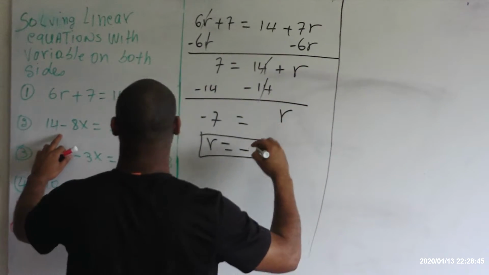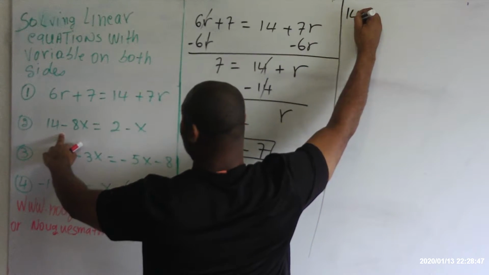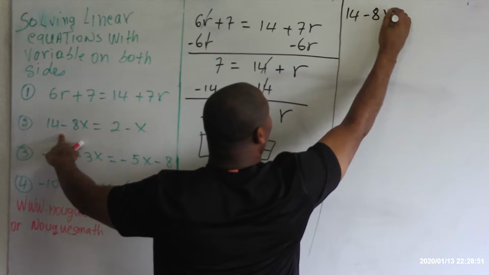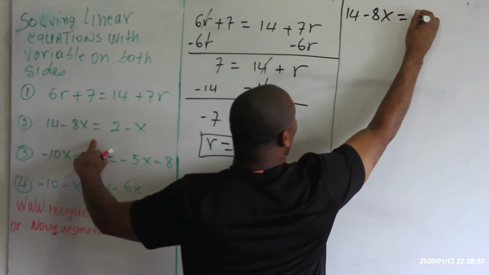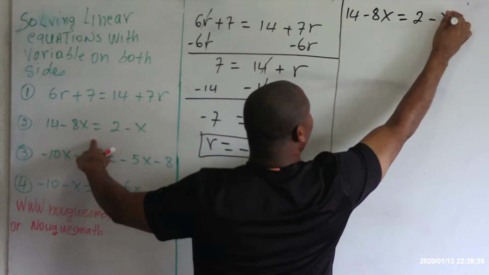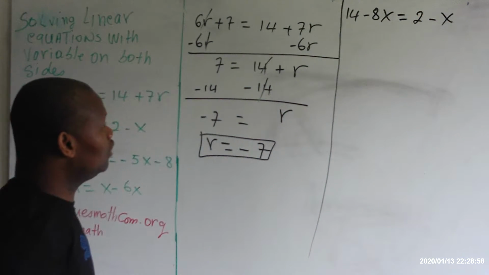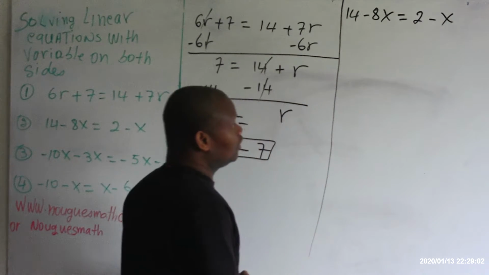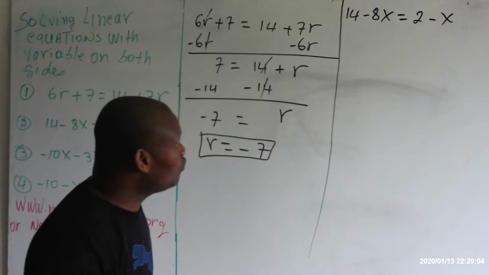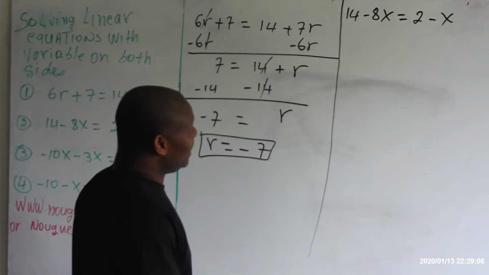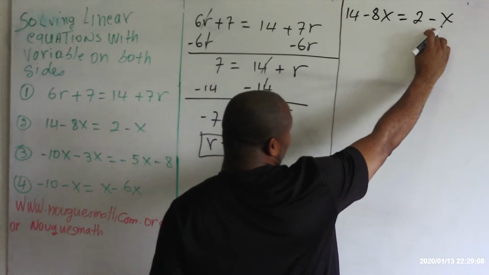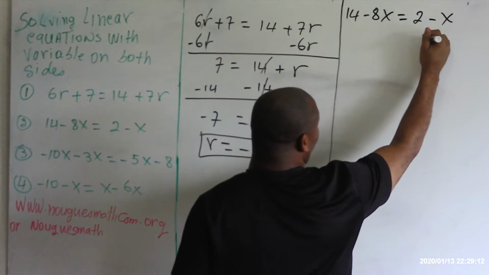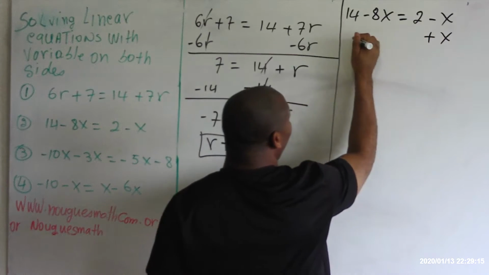Okay, the second example is 14 minus 8x equals 2 minus x. So we're gonna do the same thing. We're gonna start subtracting or adding the variable first. Okay, we're gonna add x to both sides because we have a negative x right here. Let's add x to both sides.